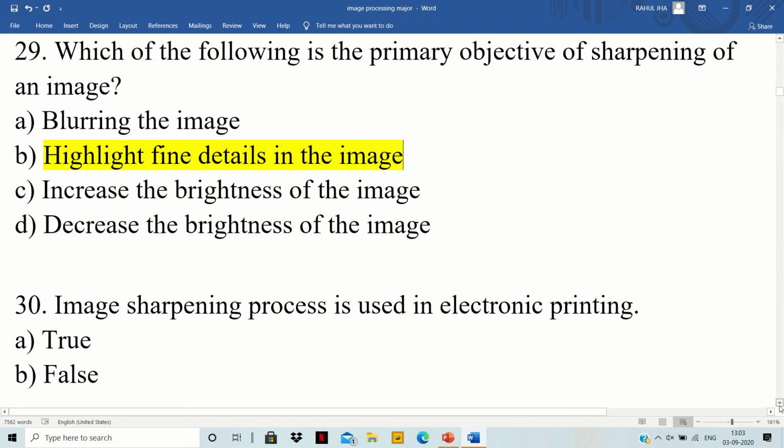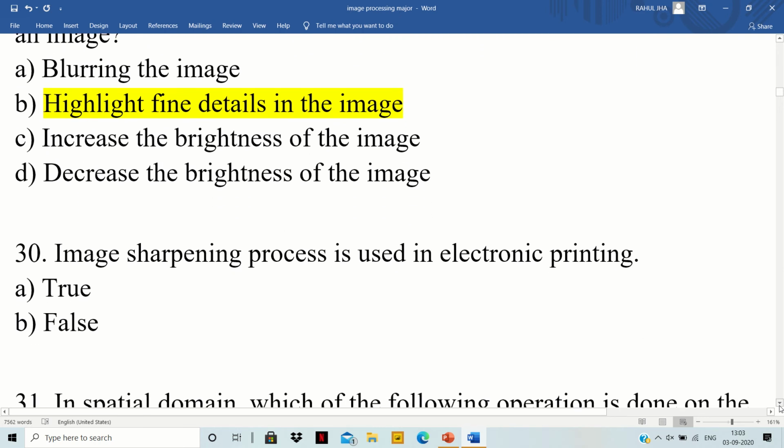Image sharpening process is used in electronic printing. Our options are A, true, and B, false. So image sharpening process is used in electronic printing, and this is the right answer. We use the image sharpening process in electronic printing. Next question.